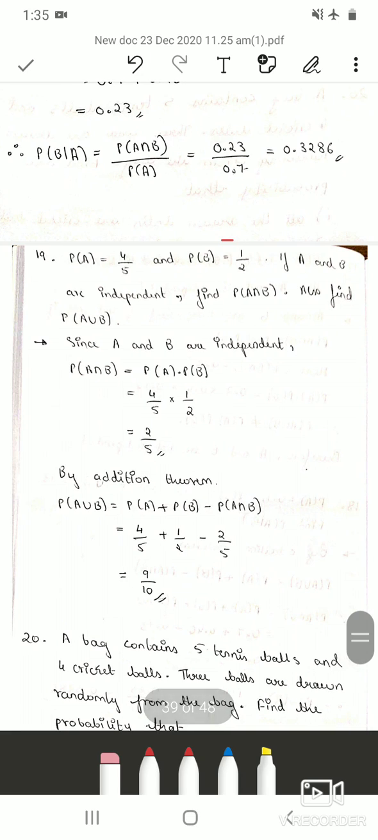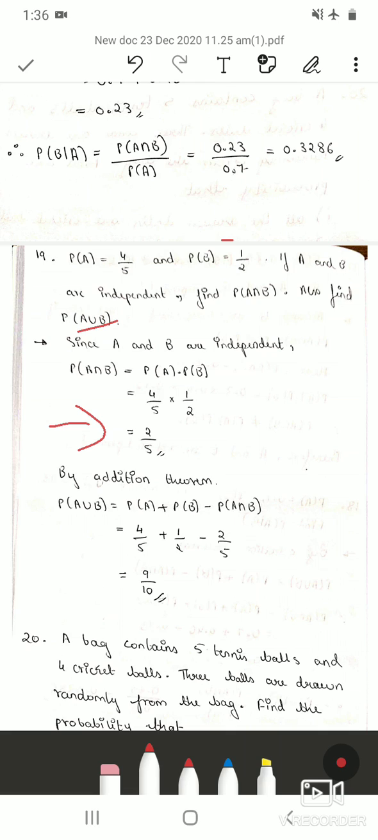So the 19th problem is, probability of A is equal to 4 by 5 and probability of B is 1 by 2. If A and B are independent, find probability of A intersection B. Also find probability of A union B. Since A and B are independent, probability of A intersection B is nothing but probability of A into probability of B. Substitute the values, so we will get probability of A intersection B as 2 by 5.